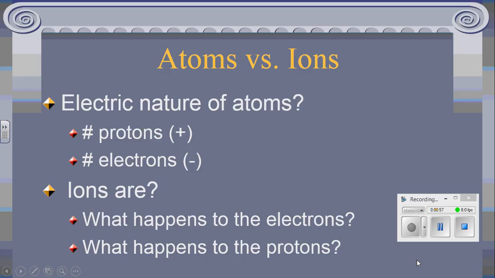When that happens, we call it an ion. And so what happens to the electrons and what happens to the protons? Why don't you pause for a second here and think about that, and then we'll come back and talk about it.